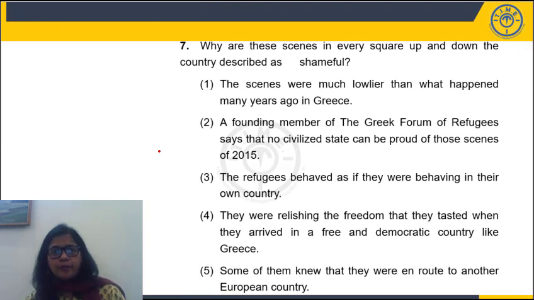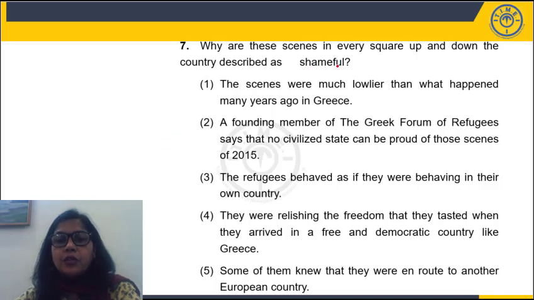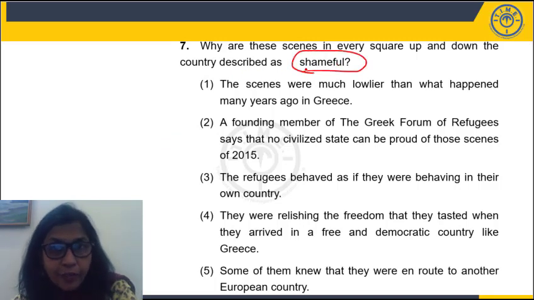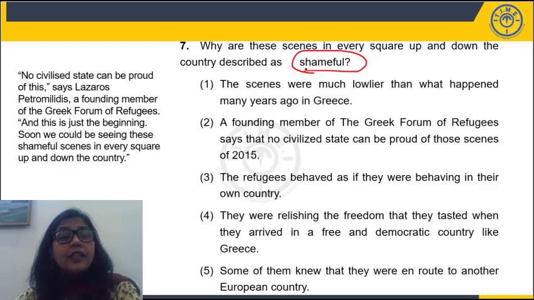Seventh question. Why are these scenes in every square up and down the country described as shameful? In fact, while we were reading also we focused on it. Why shameful? Because whatever is happening should not be happening, right? And what is happening? No civilized state shall be proud of this, says Lazarus Petromilides. And this is just the beginning. Soon we could be seeing these shameful scenes in every square up and down the country.